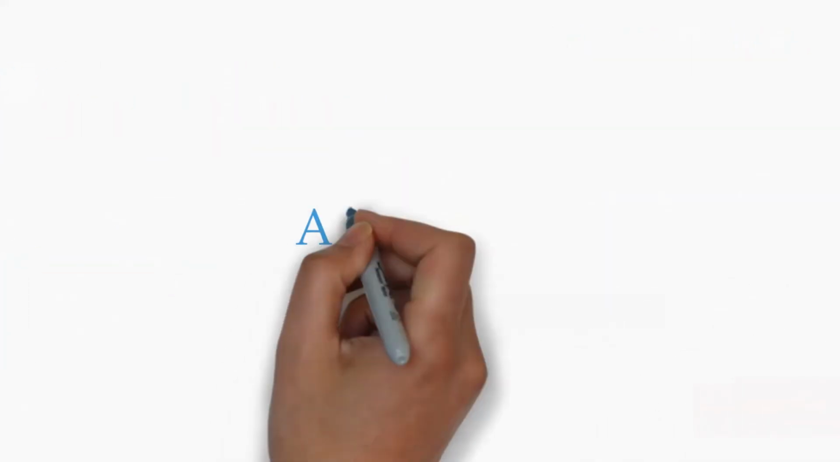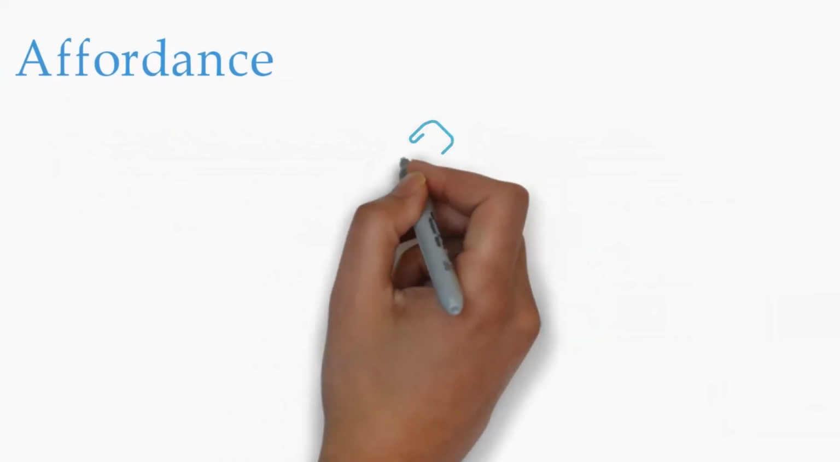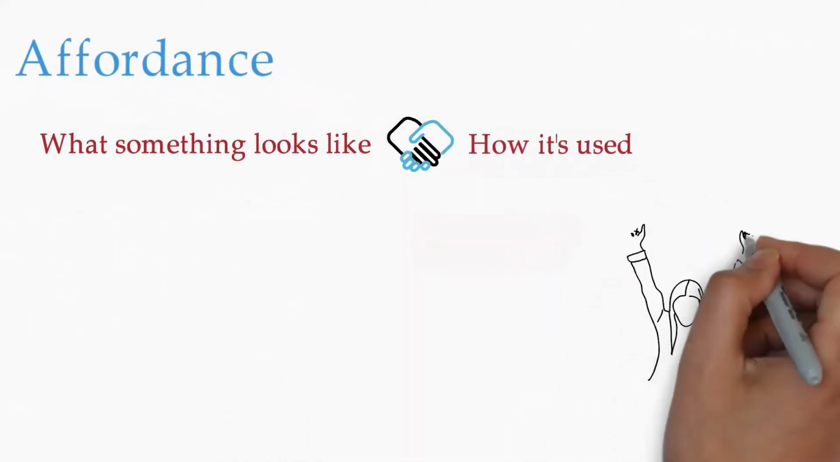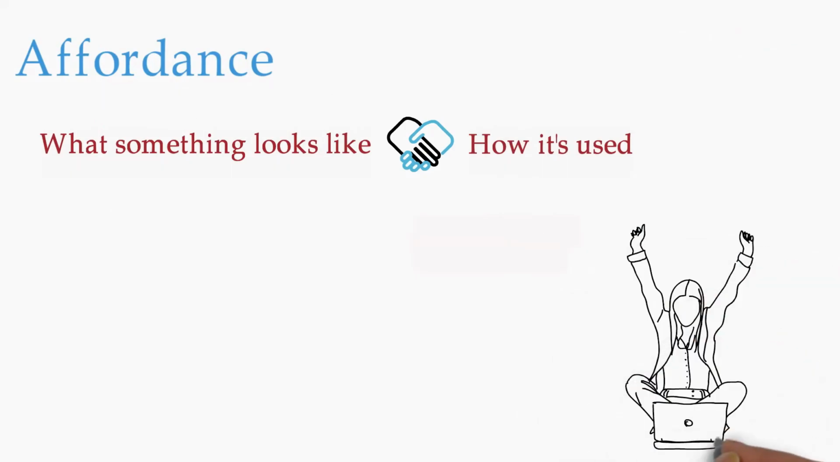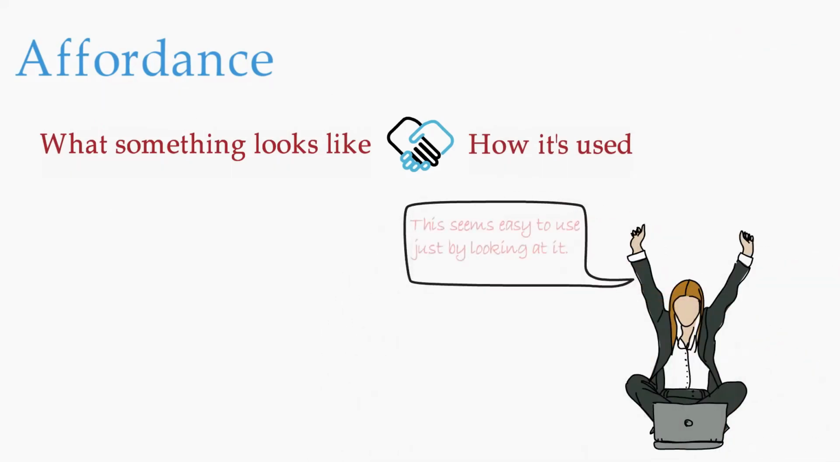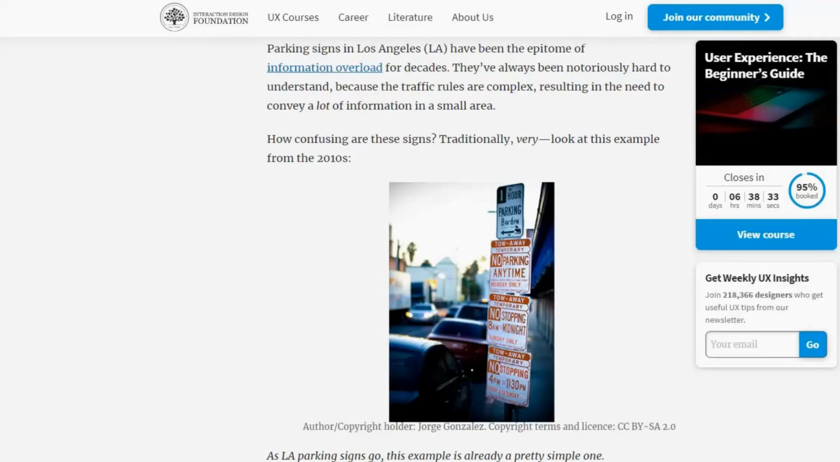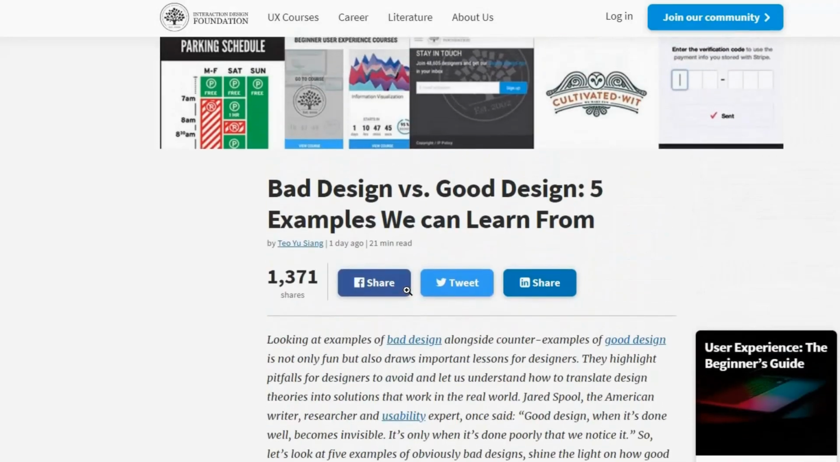The next principle is affordance. Affordance is the relationship between what something looks like and how it is used. It is a term used to refer to an attribute of an object that allows people to know how to use it. For designers, it means as soon as someone sees something, they have to know how to use it. For example, in NewChapter.com, when you see a cart icon, you immediately know that it contains the items that you have added for buying. You can apply design principles to change a bad design to a good design.